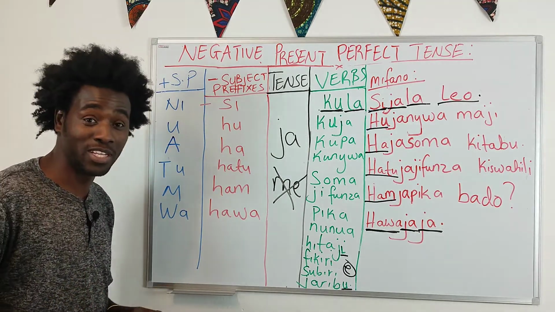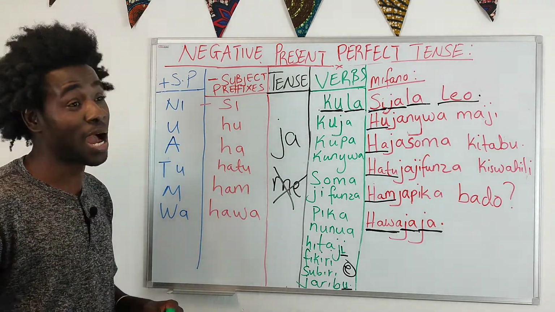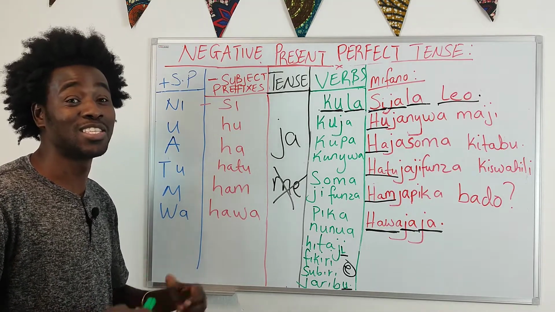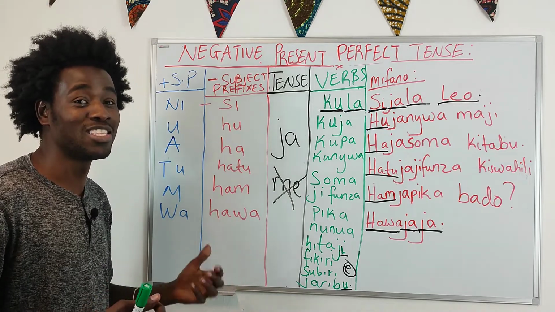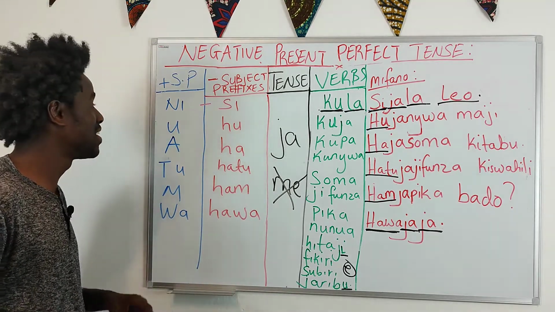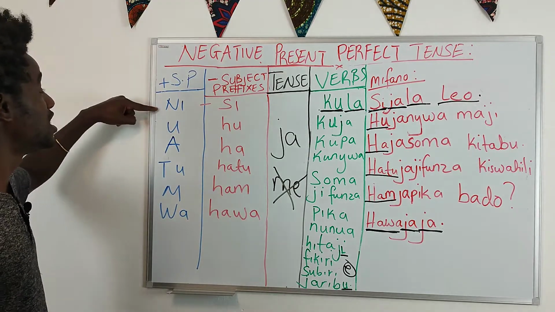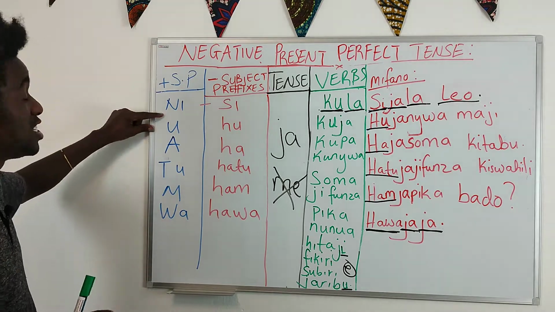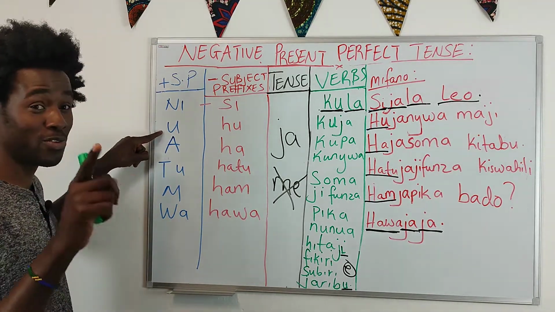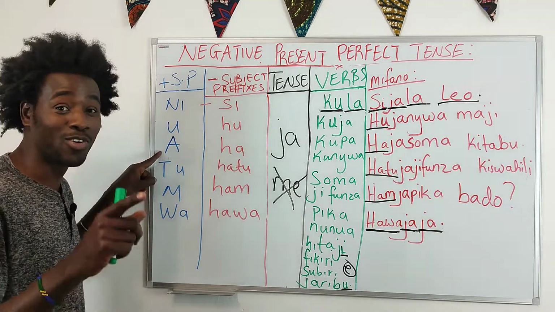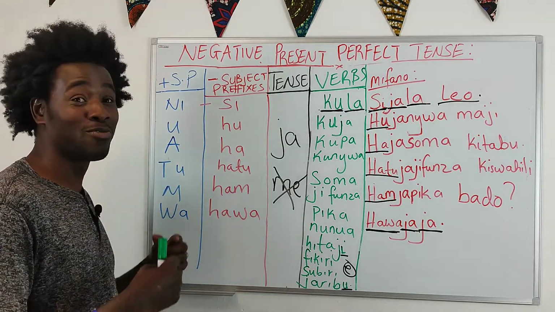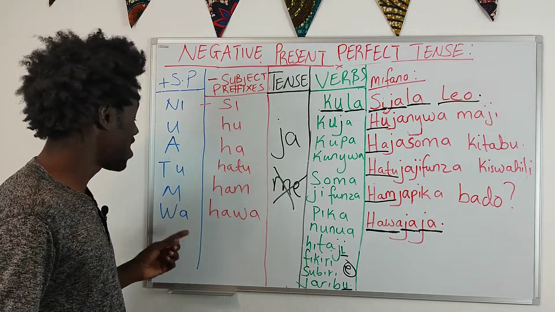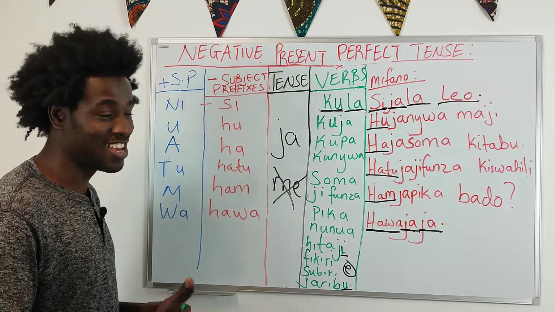If it is your first time watching this video, I also have the previous video where I explain how the sentence is constructed and how the positive subjective prefix looks. But also here I will explain. So ni is the subjective prefix in a positive way. Ni stands for I, u stands for you, a stands for he or she, tu stands for we, m stands for you but plural, and wa stands for they.